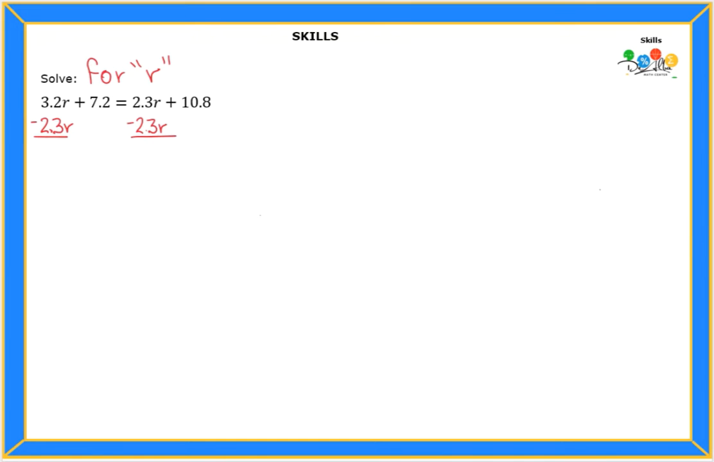So I'm going to subtract 2.3r on both sides. Okay? Because remember, whatever you do on one side, you do to the other side. 3.2r minus 2.3r gives me 0.9r plus 7.2 equals, and of course my 2.3r minus 2.3r is 0, so it disappears, and I end up with 10.8.